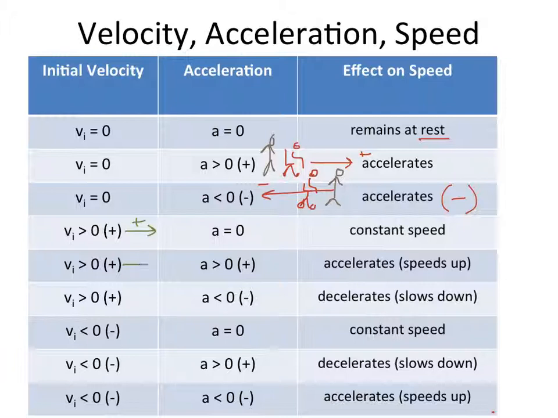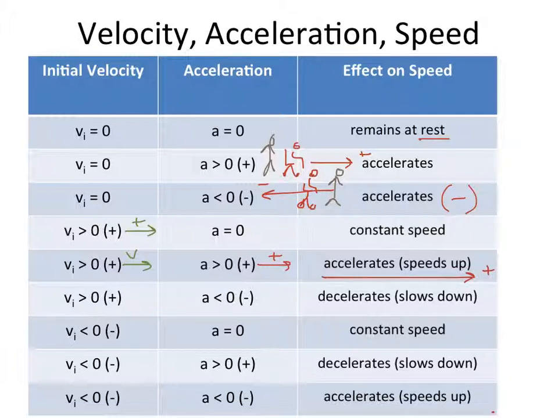All right. Fifthly, what if we have an initial velocity greater than 0? So we've got a positive velocity, and we have a positive acceleration. That means your object moving with a positive velocity is going to start moving faster and faster and faster in that positive direction right there.